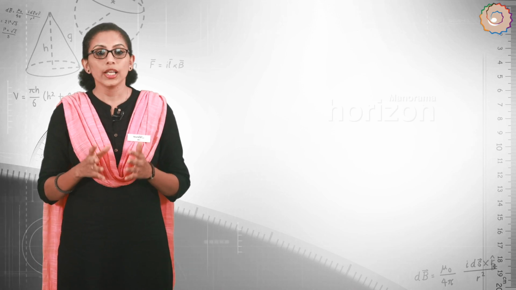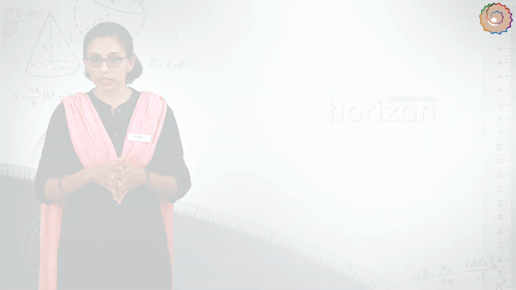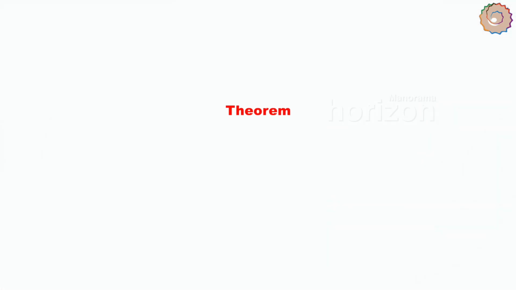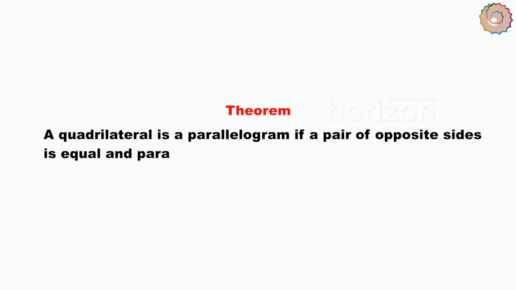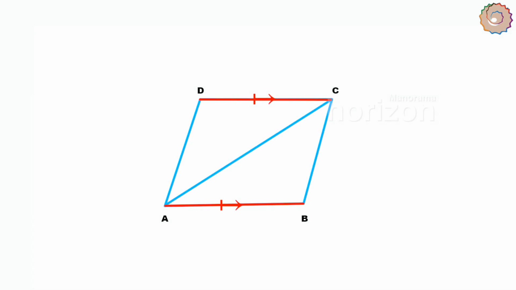Next, we will study yet another condition which is the least required condition for a quadrilateral to be a parallelogram. It is stated in the form of a theorem. The theorem statement: a quadrilateral is a parallelogram if a pair of opposite sides is equal and parallel. Given ABCD is a quadrilateral where AB parallel to CD and AB is equal to CD. To prove ABCD is a parallelogram. What is the proof? Let's see.